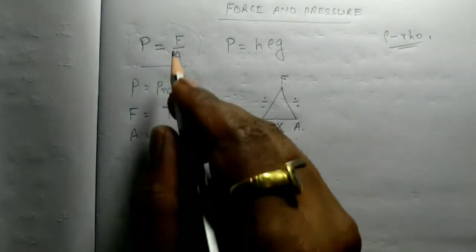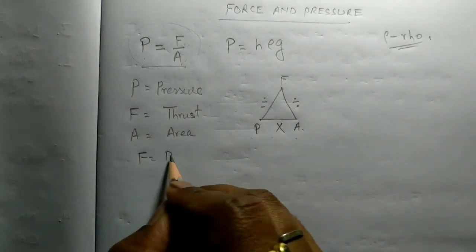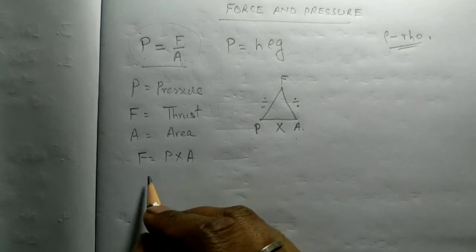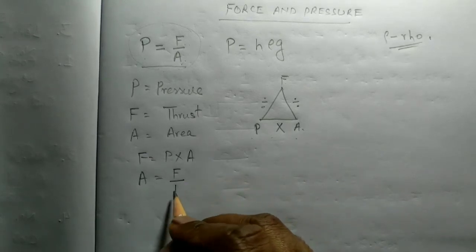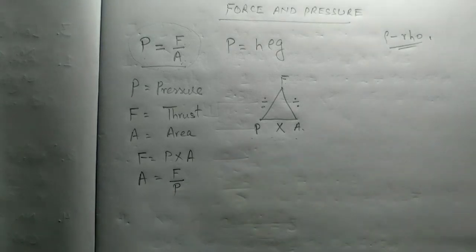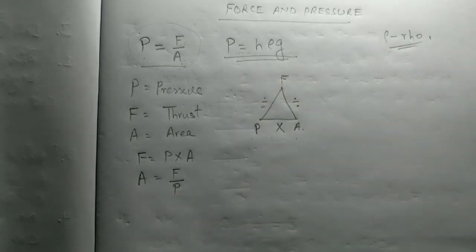So the other formulas will be F equals pressure multiplied by area, and area equals force divided by pressure. So these are the other formulas. Okay, let us deal with the numerical problems which use this formula. Then we shall come to the second kind of formula, right?